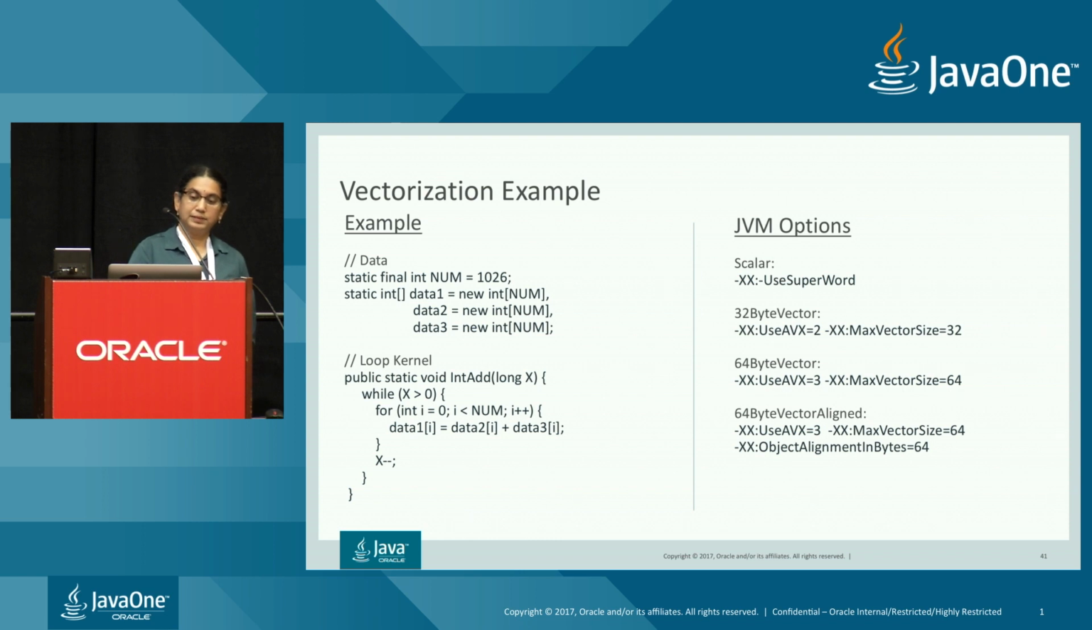So we are basically comparing the 32-byte vectorization that was available on the previous platforms to 64-byte, that is 512-bit vectorization that's now available in JDK 9. You need to use the UseAVX=3 JVM command line option to get the 512-bit vectorization. And we also show the benefit of alignment. JVM has an option called ObjectAlignmentInBytes, which you can use to align the data type.